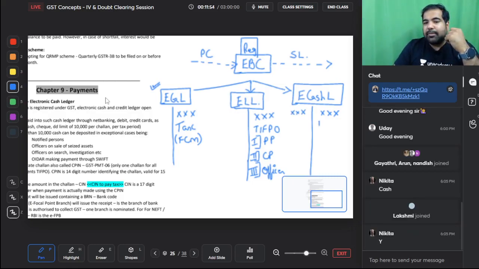This cash ledger is your money. You can pay using TIFPO. You can pay tax, interest, fees, penalty, anything you can pay. Yes, there is no restriction in this case.